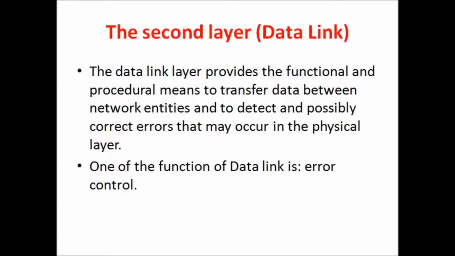The data link layer provides the functional and procedural means to transfer data between network entities and to detect and possibly correct errors that may occur in the physical layer. One of the functions of the data link layer is error control.